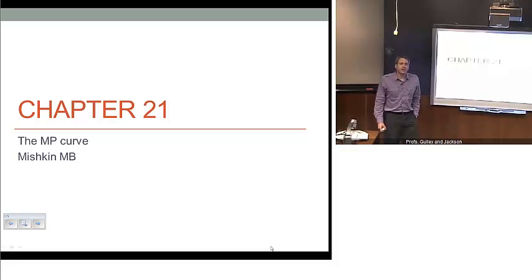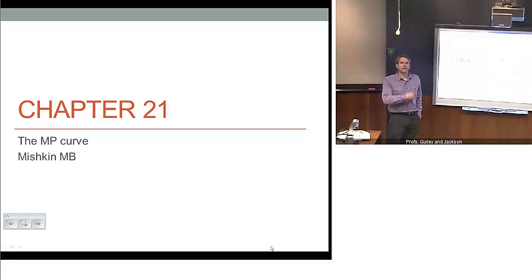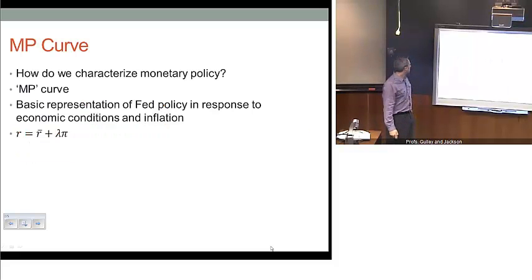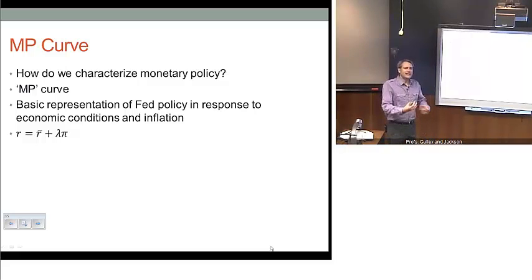Okay, so welcome back. We're in chapter 21 of Mishkin's Money and Banking text, and this is going to be a really short lecture. We're going to look specifically at the MP curve, which tells us in a very simplistic way how monetary policy operates. And so the point of this chapter really is, again, to think about an easy way to characterize monetary policy. We do that through the so-called MP curve, or monetary policy curve.